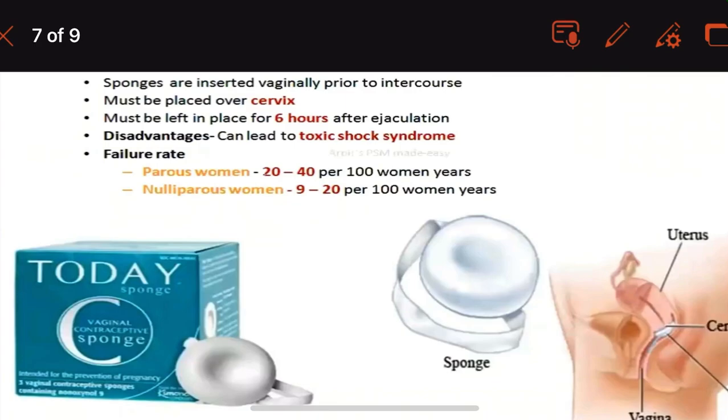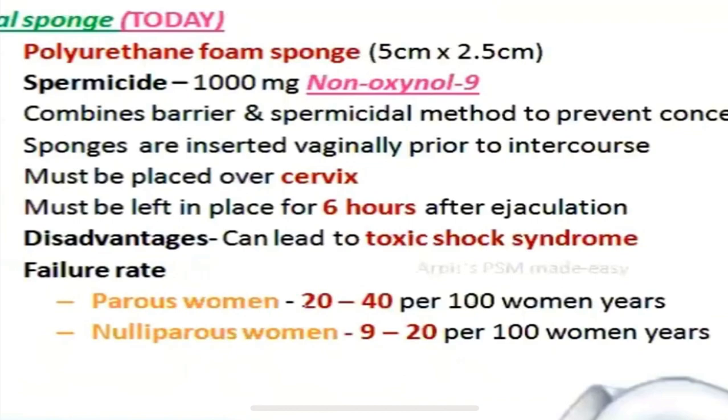Starting with the vaginal sponge, which is made up of polyurethane foam sponge. It is a barrier device which has been used for 100 years. Here they soak the sponge in vinegar or olive oil, and it is popularly known under the trade name Today. What is the purpose of the sponge? It is again to prevent conception in women, to prevent pregnancy.